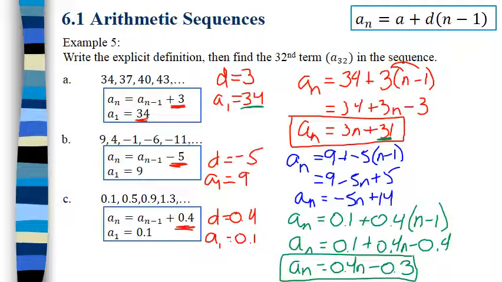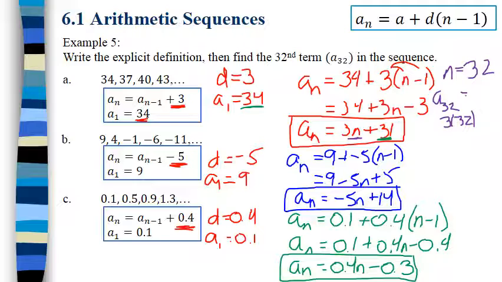Okay, so now for each of these, let's go ahead and find the 32nd term. To find the 32nd term, we can just plug 32 in for n. So that is n equals 32. So a sub 32 is going to equal 3 times 32 plus 31. And so 3 times 32 is 96 plus 31, which is 127. So a sub 32 here equals 127.